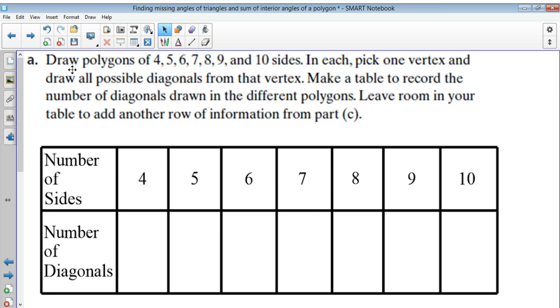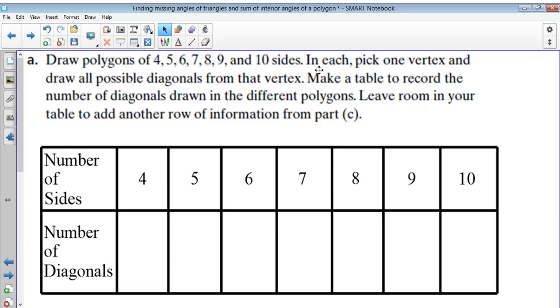Okay, so here what I'd like you to do is on your paper, you can make this table in your notes, and then we're going to draw polygons of 4, 5, 6, 7, 8, 9, and 10 sides. And really you can do this on your own. I'm only going to do a few of them and then we'll look for a pattern. You can do all of them and find the pattern.